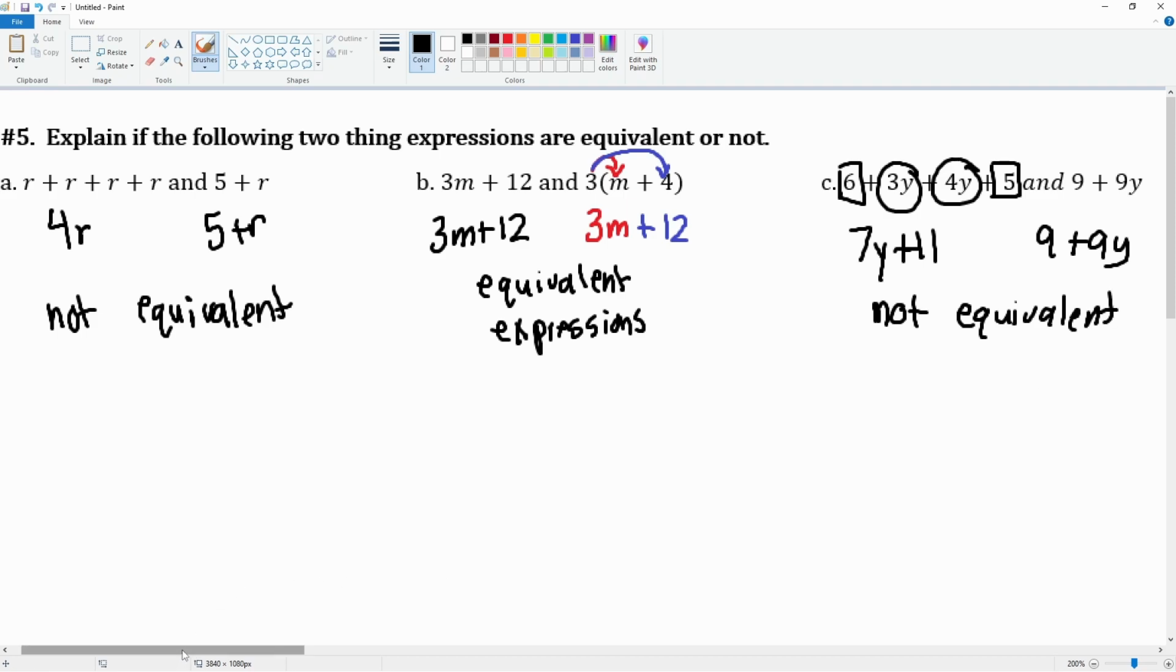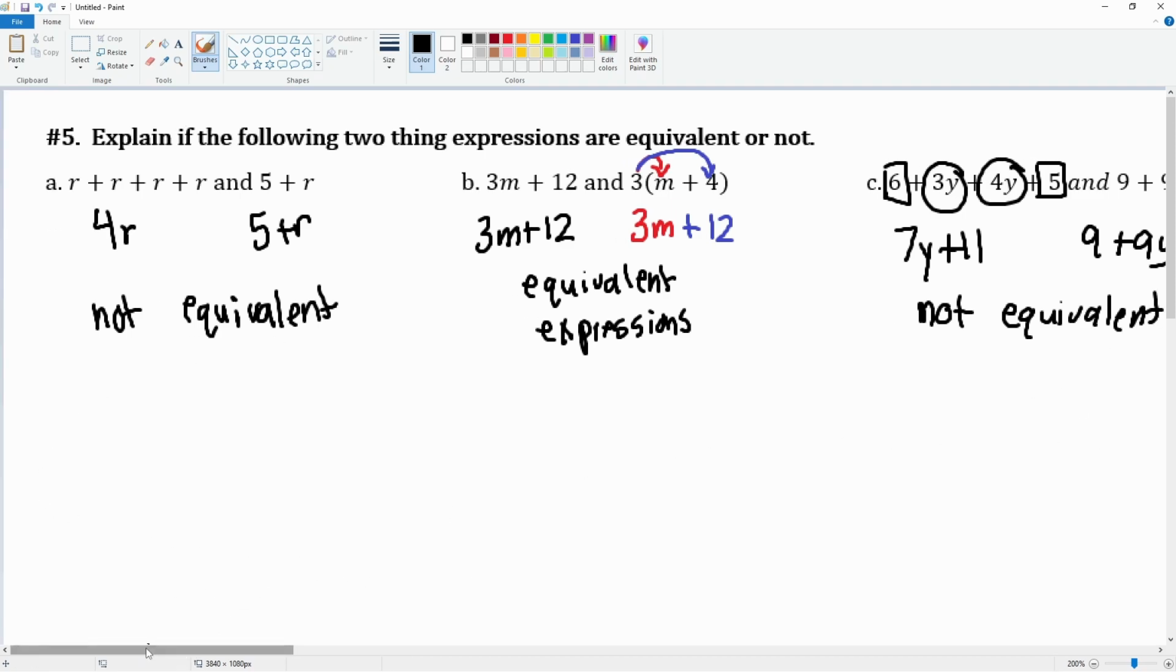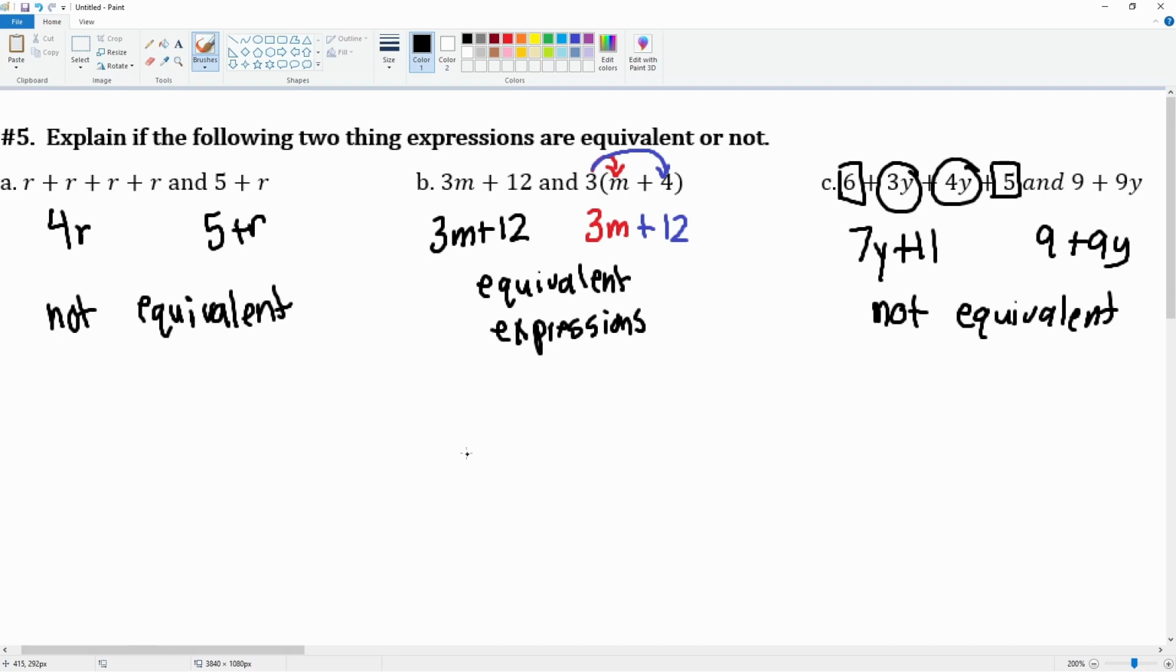So there you go. That is how you tell if things are equivalent. You want to simplify and combine like terms to see if they represent the same value.